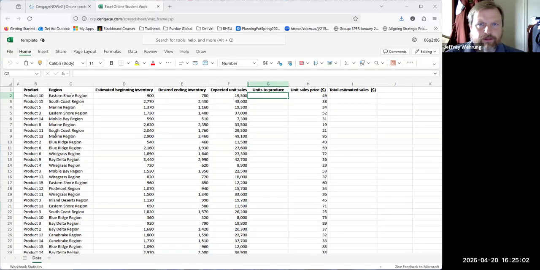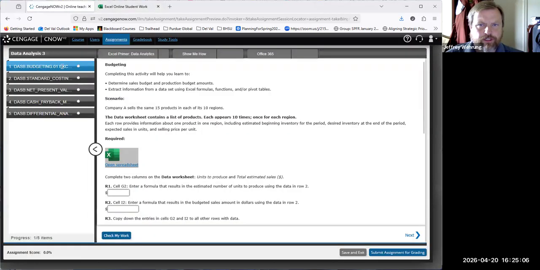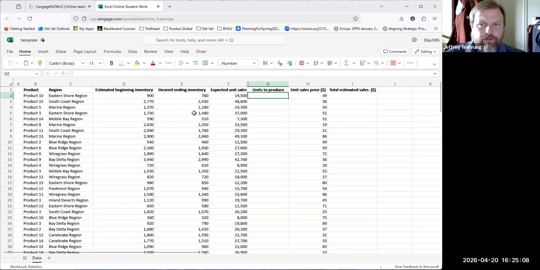Okay, so we are doing data analysis number 3, the first question on budgeting. With the budgeting question, we look at it and we say, okay, we have a number of products listed here. We have the regions. We have the beginning inventory for each product, the desired ending inventory, the unit sales, and the unit sales price. So now we want to figure out how many units we need to produce, and the total estimated sales in dollars, which that one should be easy, right?